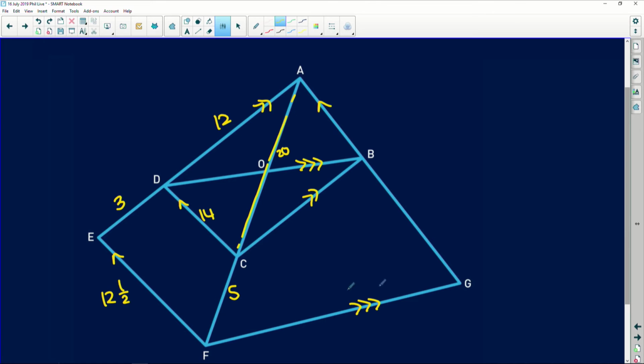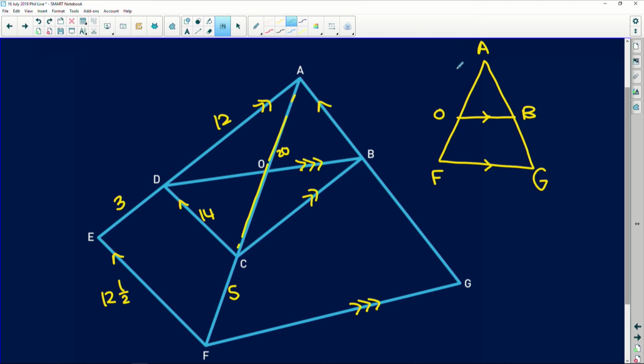Firstly, I want to try and find the triangle that it is a part of. So the big triangle that involves BG is triangle AGF, and then there's a line drawn parallel to one side of it, which is this line OB. Okay, and we know that OB is parallel to FG because it was given to us that way. Also, we have AC over here. So C sits somewhere here. We know that's 20 units there, and that's 5 units here. So this whole side here is 25 units.